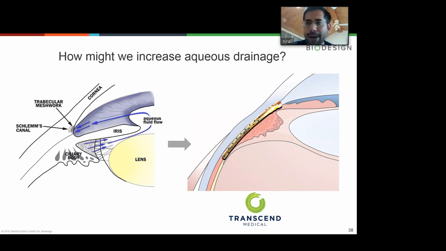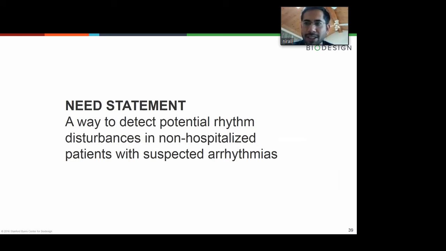So again, you can think about the process of what causes the problem and then brainstorm around different parts of it. So what about something that's not so anatomical? What about a way to detect a rhythm disturbance? Again, this is medical, but heart disturbances in non-hospitalized patients with an arrhythmia, so with a heart problem.